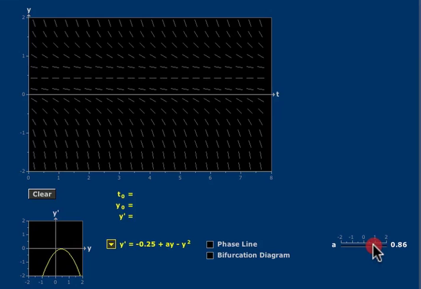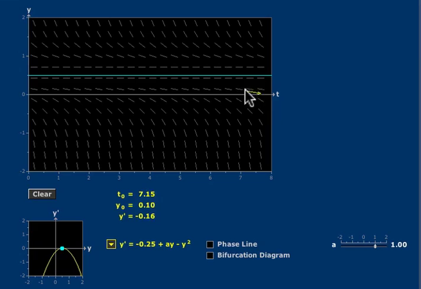And when A takes on the value 1, a solution appears, a constant solution, in blue. This is an equilibrium solution. We can measure the value of y along it. There's a readout below the screen. It seems that y is about 1/2. And if we take A equals 1 and y equals 1/2 and plug those values into this equation, you will get y prime equals 0. In other words, you get a constant solution.